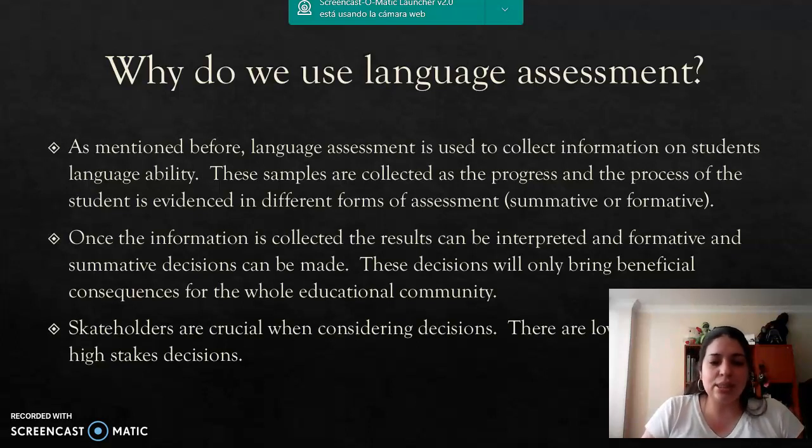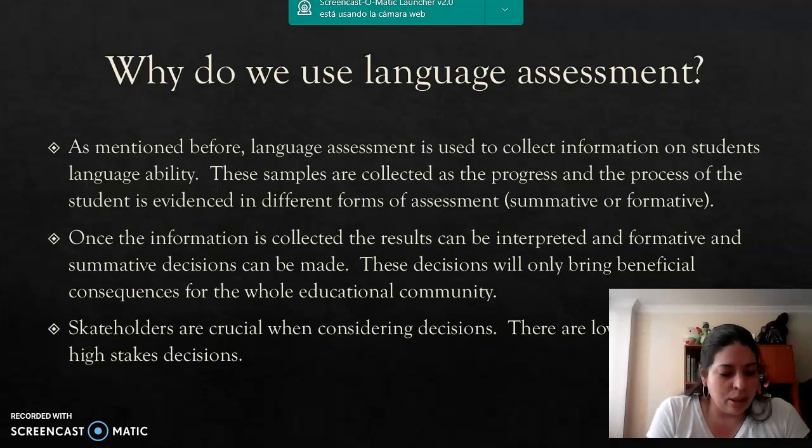Now, we're going to discuss three types of stakeholders, and these are low, medium, and high. When we talk about low stakes, these are minor decisions that can be done in the classroom in a quick way. They're easy to correct in the moment, and there are low costs of making a wrong decision, meaning that in the long run, it's not going to be so affected in comparison with high stakes decisions.